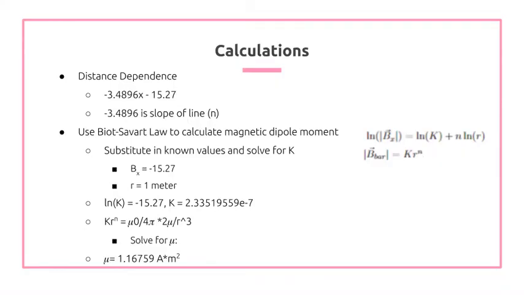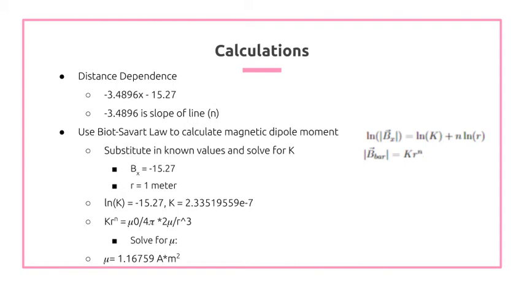For our calculations, I used the distance-dependent equation that we obtained from the graph where we plotted the linearized magnetic field against linearized distance. Taking this equation, we can use the slope of the line, which is negative 3.896, as our n value. We then apply the Biot-Savart law to calculate the magnetic dipole moment.